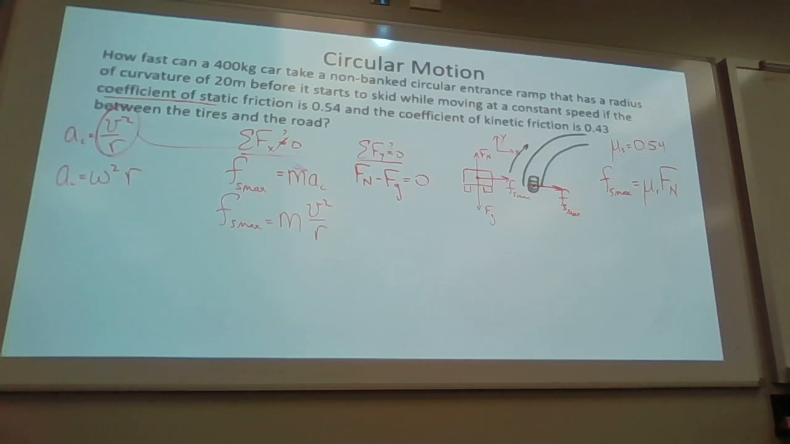And then we already have that. So you multiply it, and then find the maximum static friction, so that you can stick it in here. Then find the speed. Okay.